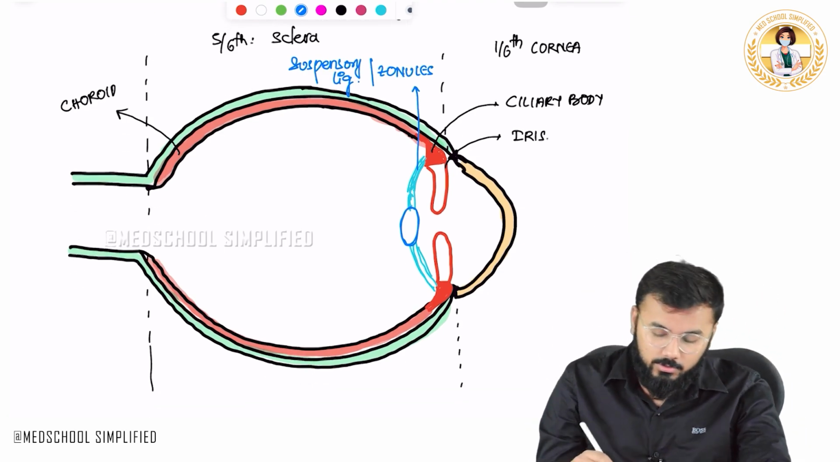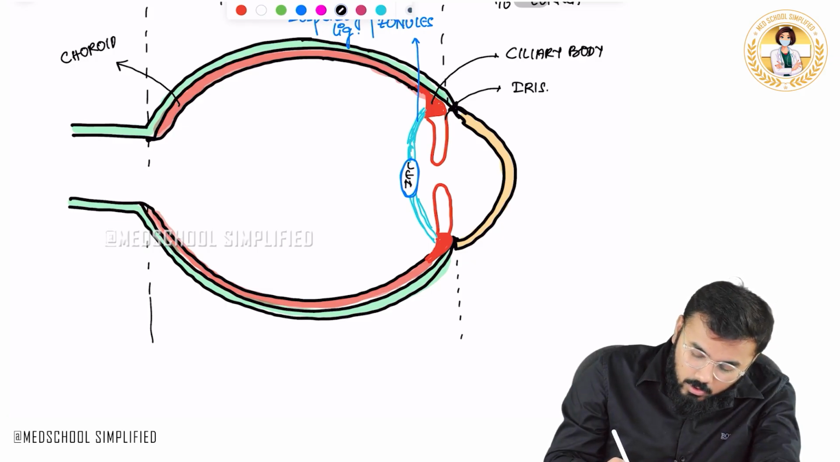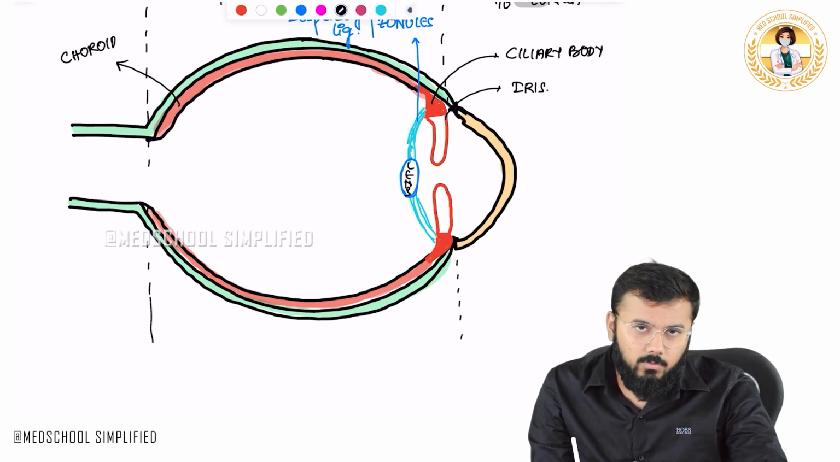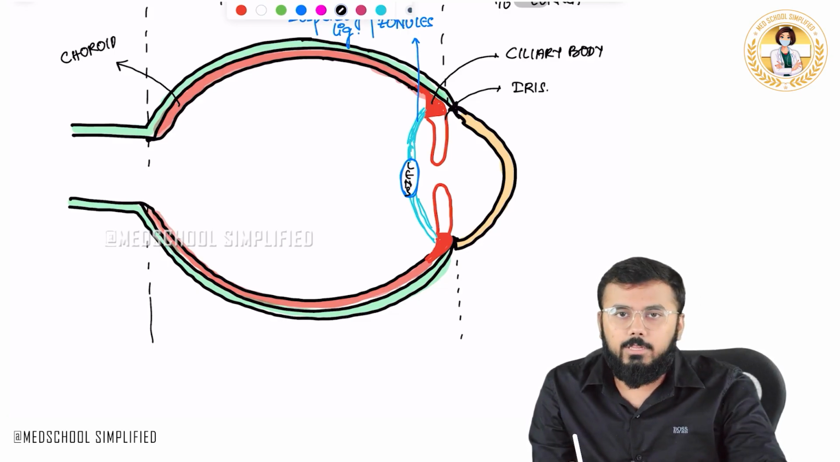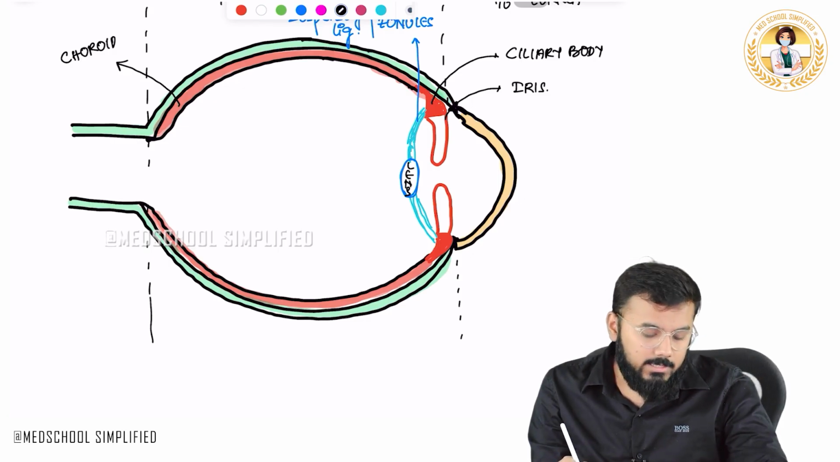Suspensory ligaments or zonules. So suspensory ligaments or zonules are holding what? They are holding your lens in the center. Okay, the lens is a transparent structure which is located there. Now after these two layers, the outermost layer was sclera, the next layer was choroid.